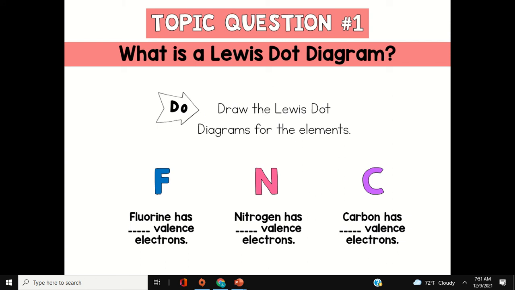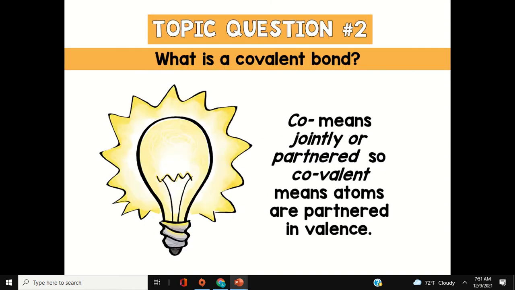Alrighty, so once again, we are drawing those Lewis dot diagrams, and that is just going to be composed of those outer electrons. You should have looked at the group number, I mean the valence electron amount, and then that is what you should have drawn as your Lewis dot structure, making sure that you pair up those electrons as needed. So now we're on topic question number 2. What is a covalent bond? That's the next question we're on.